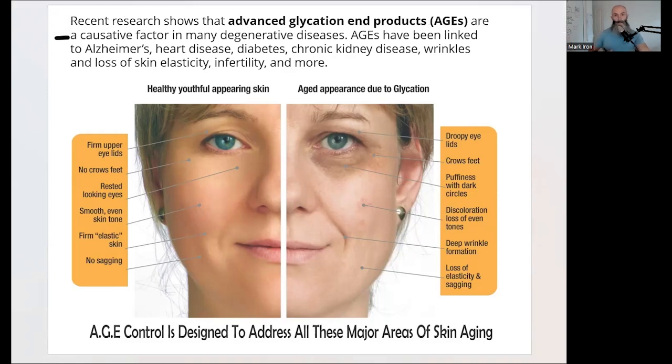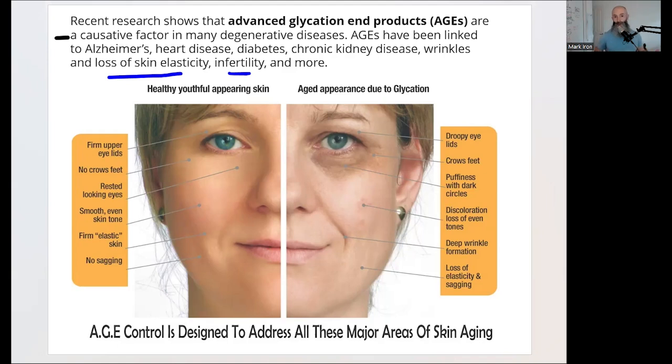So many degenerative diseases these AGEs cause, and ALEs for that matter: Alzheimer's, cognitive decline, memory loss, heart disease, diabetes, insulin resistance, chronic kidney disease, wrinkles. Who wants wrinkles? And loss of skin elasticity, infertility. So as you can see here, basically they glycate proteins, and the skin's full of proteins, and they're glycating them, causing all of this. A lot of people, unfortunately, use lotions and potions.